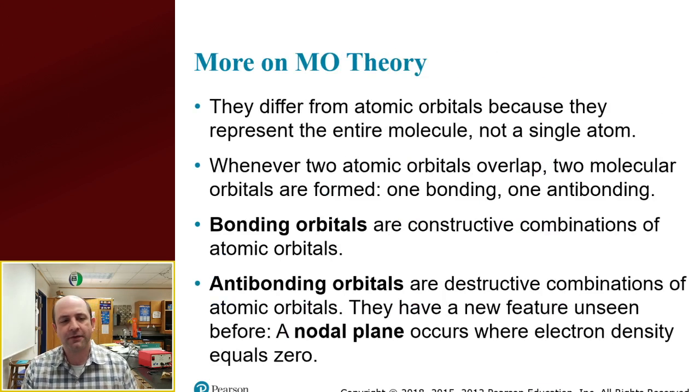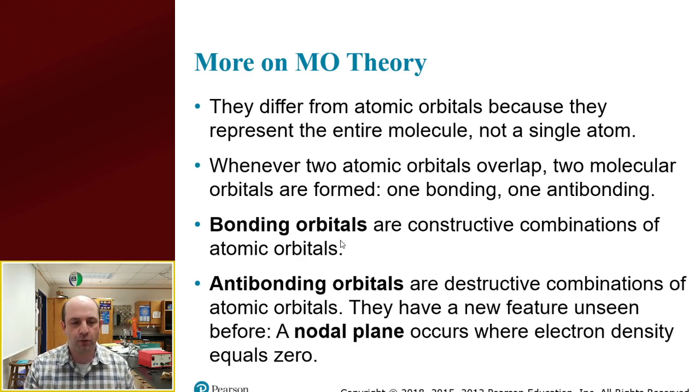Now, what makes them different from atomic orbitals is that they go for the entire molecule, not just a single atom, and it's not even just a single bond sometimes. Sometimes it covers a wide area of space in that molecule. Whenever you have 2 atomic orbitals bonding, overlapping, interacting, we get 2 molecular orbitals. One will be bonding, one will be what we call anti-bonding.